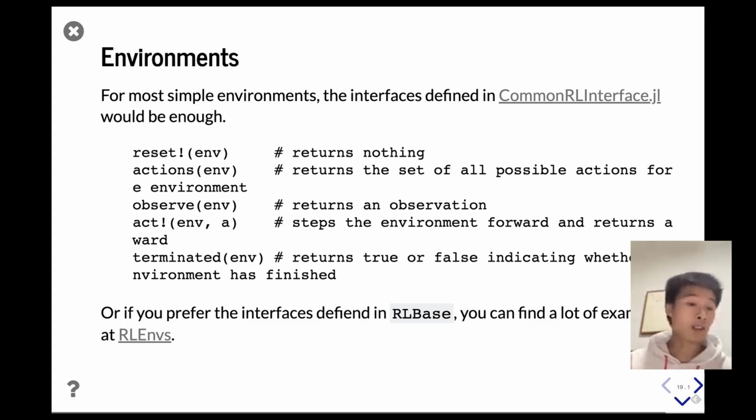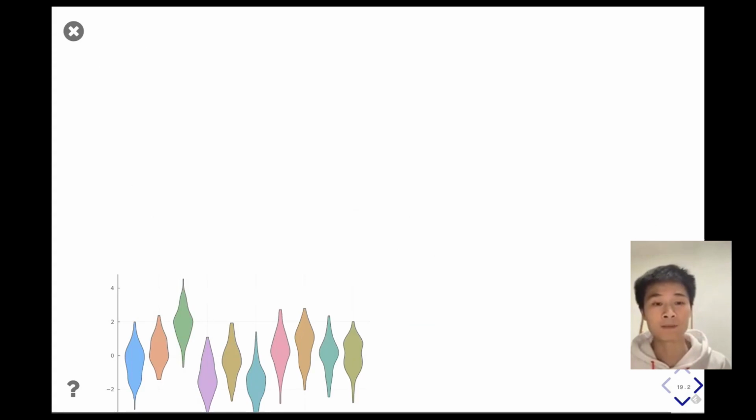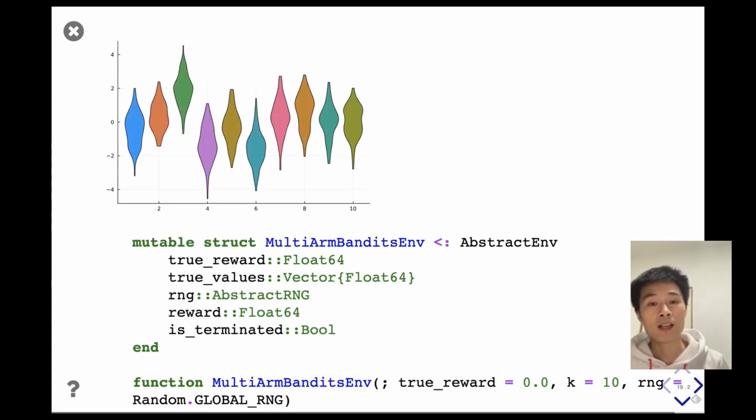Or if you prefer the interface defined in RLBase, you can find many examples in the RLEnvironments subfolder of the RL.jl package. And I think I have many different kinds of environments also covered in the examples folder. Here, I will simply go through the simplest one, the multi-armed unbounded environment.